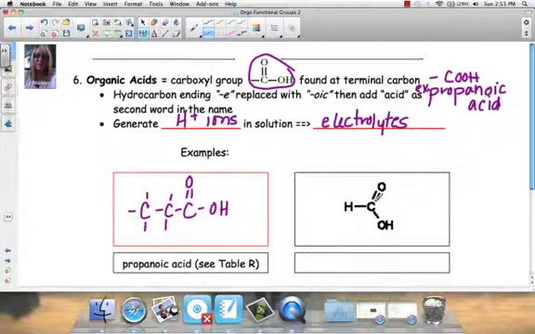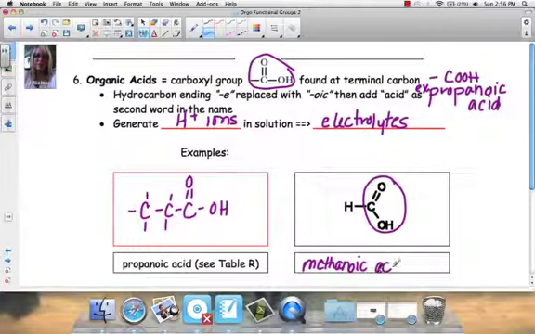And this here, this is our functional group, this whole thing, the COOH, and it's only 1 carbon, so this is methanoic acid. You don't need any numbers in naming organic acids because the C double bond OOH, or the carboxyl group, is always on the end, or what we call terminal carbon.